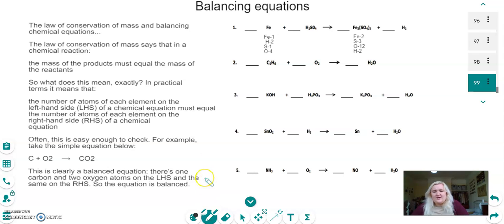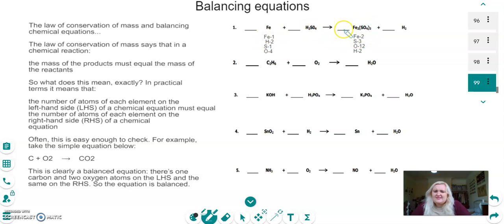So the key with balancing equations is it is trial and error. You can learn the best techniques for how to do the trial and error, but you do have to try things and sometimes change them. So what we're going to do is we're going to look at what would be a sensible first try. So what do we need to make match? We need to make the ions match first. You've got 1 and 2.